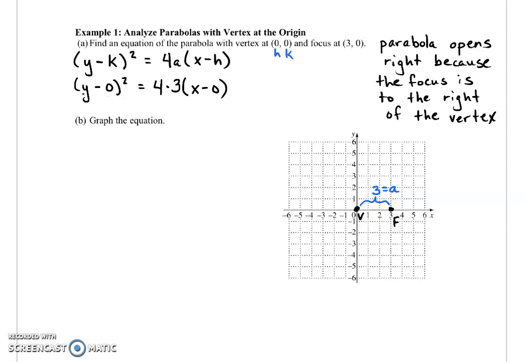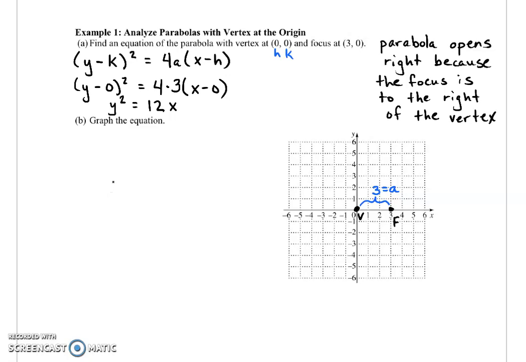And now let's just clean this up. y minus 0 is just y. So we have y squared equals 4 times 3, which is 12, and then x minus 0 is just x. So we have y squared equals 12x for our equation.